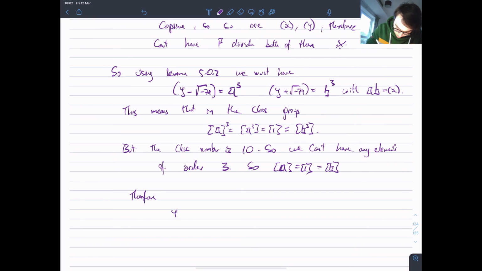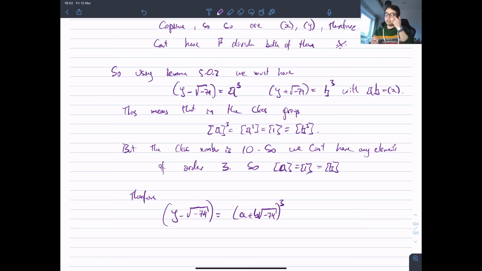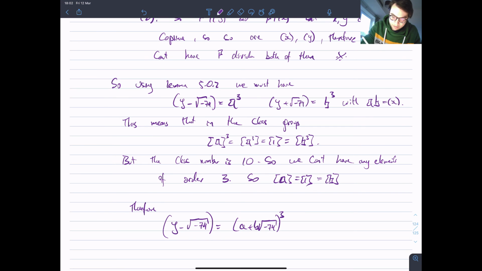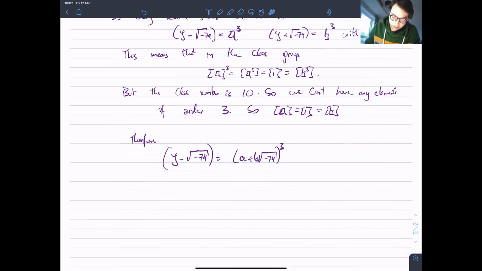what do we have? So we have y minus, say, the square root of minus 74. This has to be some ideal, say a plus b square root of minus 74, cubed. It has to be the cube of some principal ideal. Now, I have some equality of principal ideals.